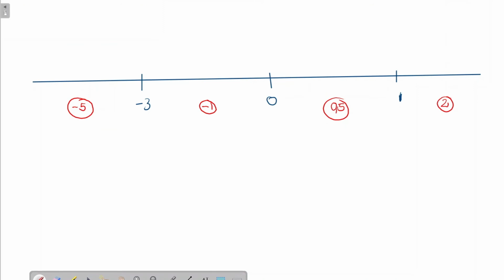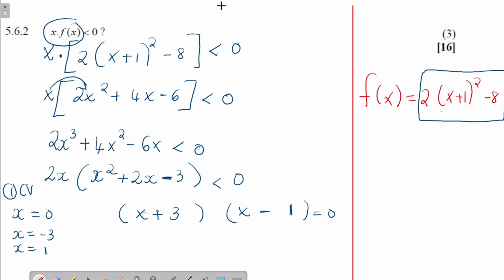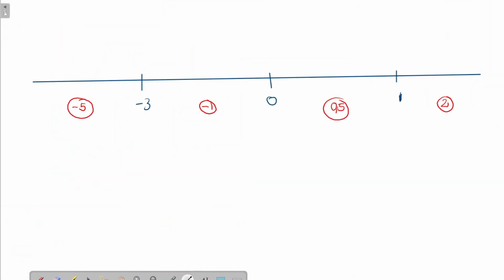So which equation am I talking about? We are going to substitute these values into this equation and see whether we get a positive or a negative. And that tells us whether this function is positive or negative. All right, so I'm just going to rewrite that equation: 2x squared plus 2x minus 3. And we want to find out where this function is less than 0.